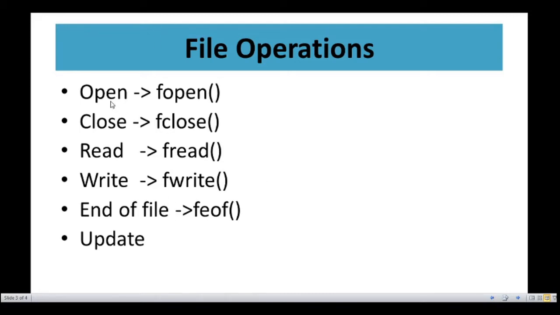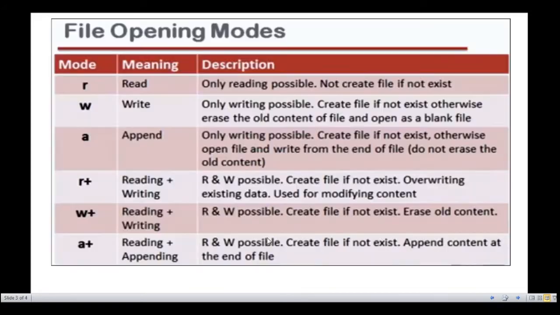We can perform different operations like opening a file with the help of the function fopen, closing the file with the help of the function fclose, and reading the file. You can use the fread function to read the data from the file, and we use the fwrite function to write the data inside the file. We can check for the end of file by using the function feof, or you can use the flag EOF. We can update the file by inserting and deleting the data inside the file.